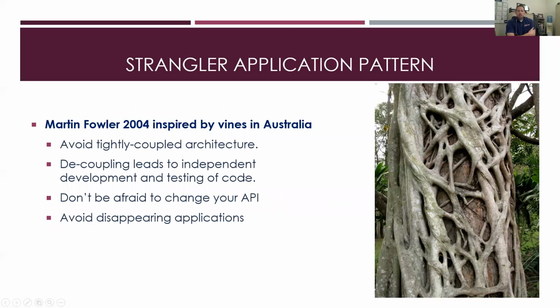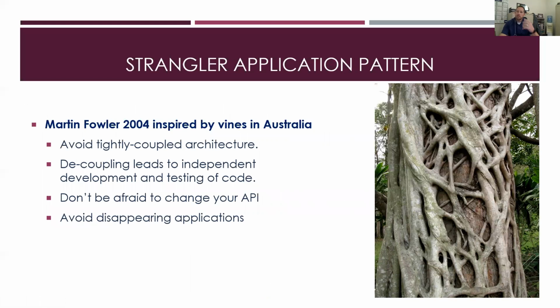So moving on a little bit. The strangler application pattern was coined by Martin Fowler in 2004, inspired by the vines in Australia. And so he talks about, again, avoiding that tightly coupled architecture. Decoupling leads to independent development and testing of the code. Don't be afraid to change your API and avoid disappearing applications.